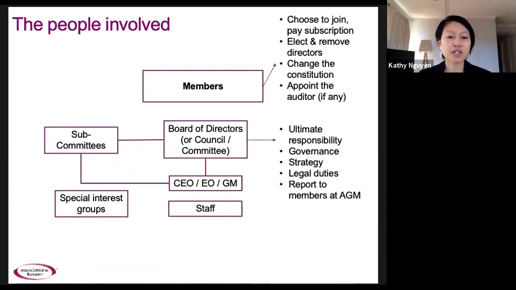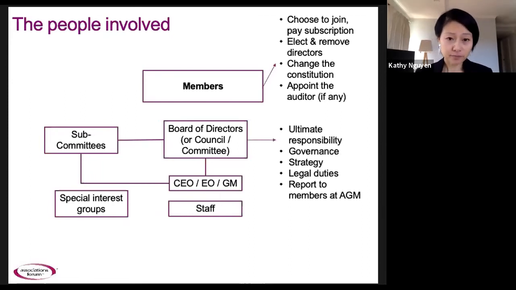Now, with associations, typically these are the people involved and the roles that they play. You have the membership who, subject to the Constitution, usually elect the board of directors, sometimes called a council or committee, as I mentioned. The board of directors then appoint the CEO when affordable, and the CEO appoints the staff. To support the board, there are usually subcommittees set up to do specific work. And many associations also have special interest groups, by technical areas or specialty areas, etc.